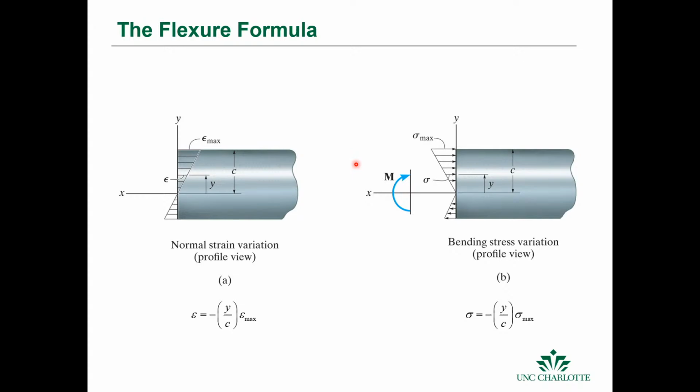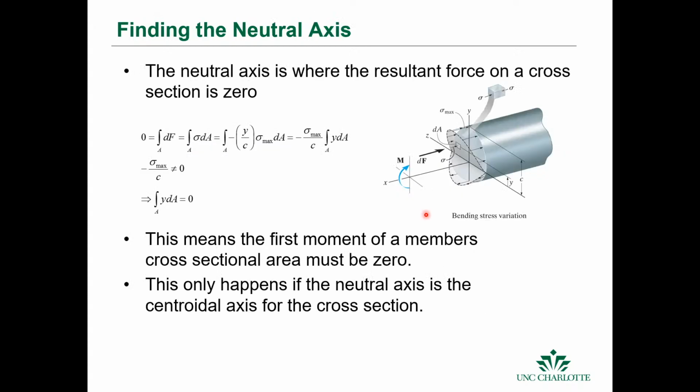The stress anywhere along the beam is just linearly proportional to the max stress that's at the outside of the beam. So the neutral axis is where the resultant force on a cross section is 0. I don't know if it's super useful to memorize that, but it is helpful to visualize where the neutral axis is going to be if you have an asymmetric cross section.